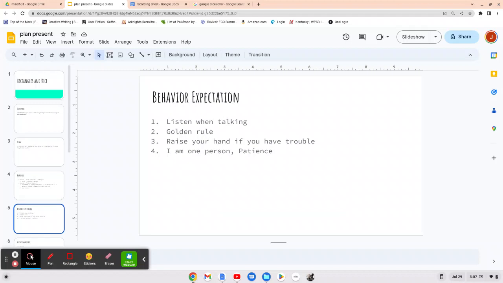General behavior expectations for my group at least. Listen when I'm talking. Remember the golden rule: treat others as you expect to be treated, so don't be little jerks about things. Raise your hand if you have trouble, and a corollary to that one, I am one person, so be patient. Those are the general rules for my group usually. 90% of the time it works.